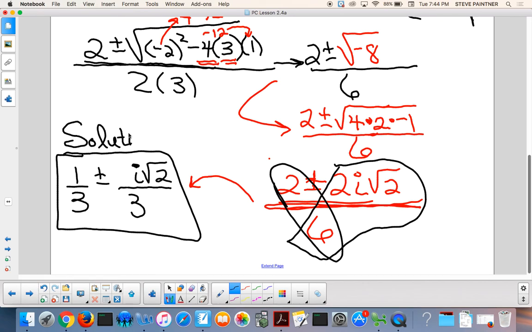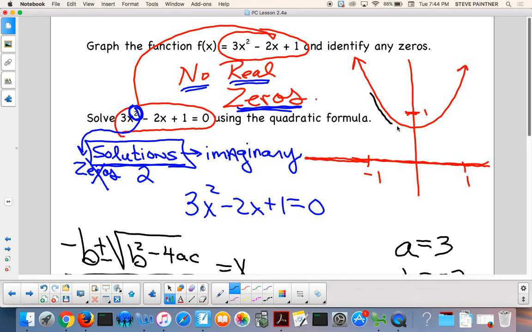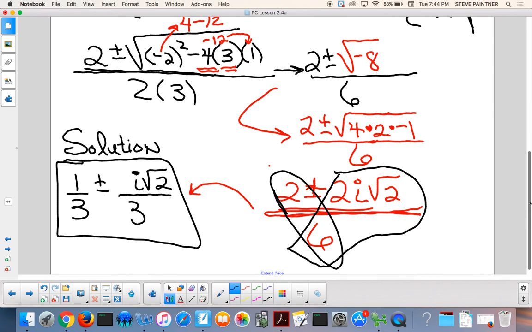Now, the funny thing is there were no zeros when you looked at the graph. When you look at the graph, this thing does not hit the x-axis, so there are no zeros. But are there solutions? Yes. How many? There should be 2. What are they? Well, they're imaginary, and they're right here. Solutions are right there.